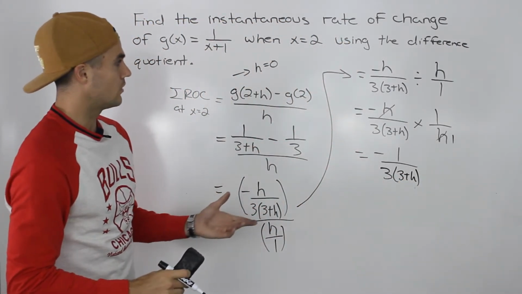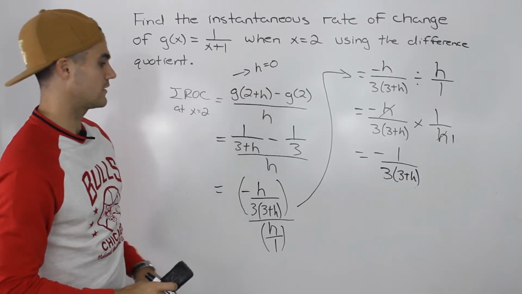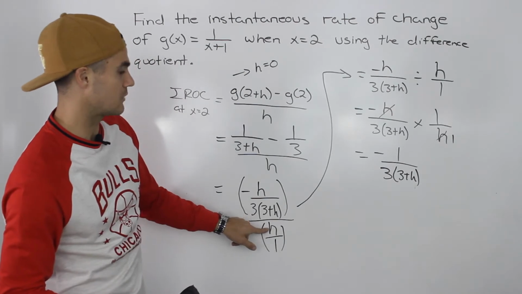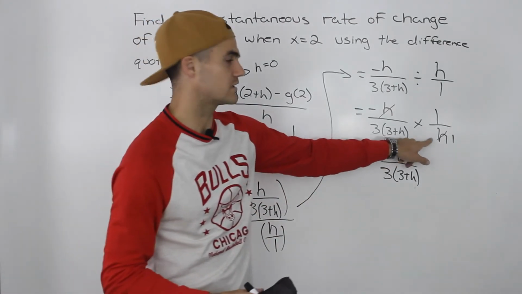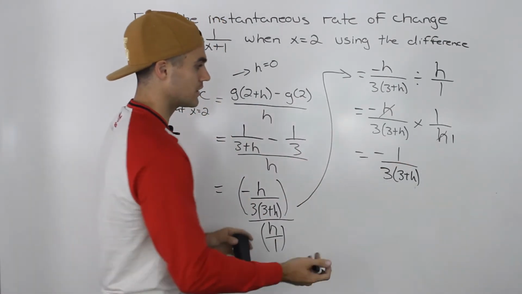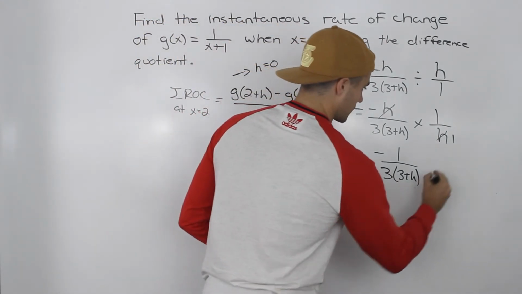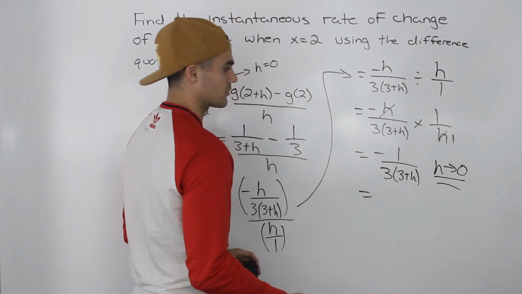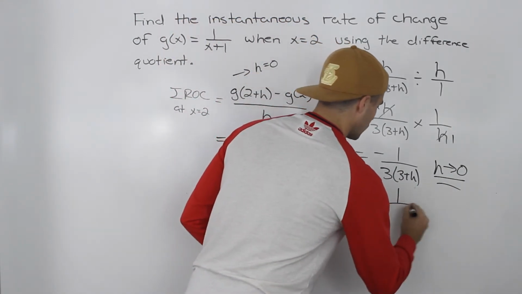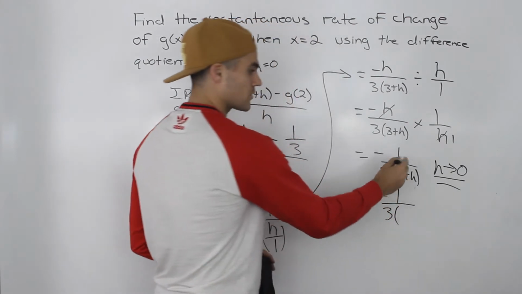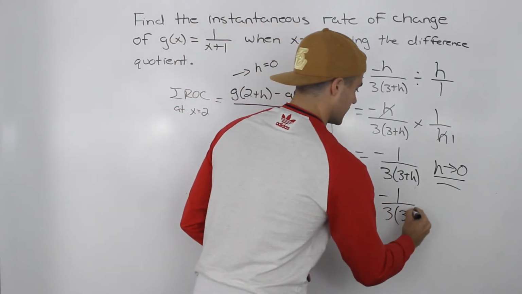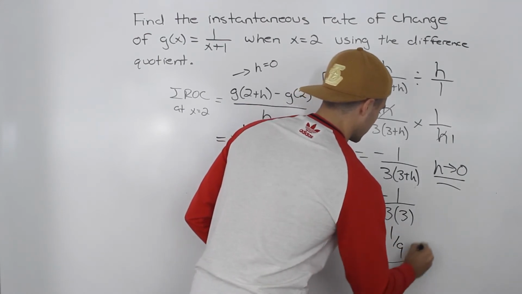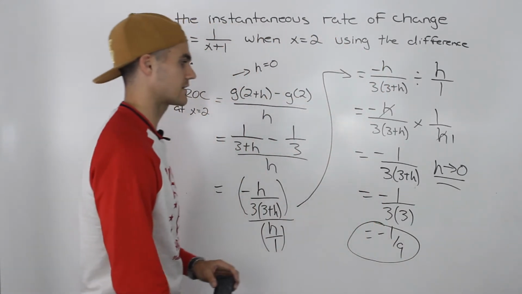So now notice how we can plug in this h value of 0 because we got rid of that h in the denominator that was by itself, right? We canceled it out here. So now we can plug in 0 for h, right? So as h approaches 0, what's this expression going to approach? Well, it's going to approach negative 1 over 3 bracket 3 plus 0, which is 3. And then that simplifies to negative 1 over 9, and that is your final answer.